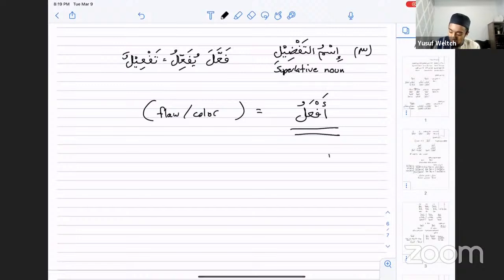So like the word ahmar is red. A'raj is the person who's limping. They are not in comparison to anything. But besides those, any words you can use on this. So I'll leave that there.